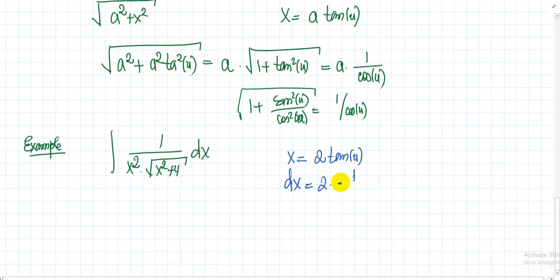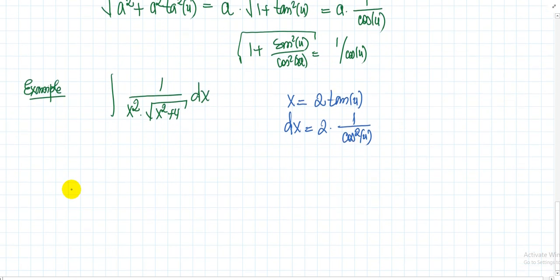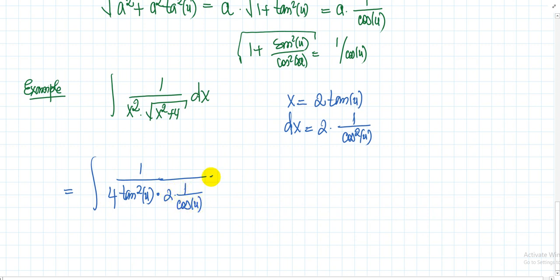It is 2 multiplied by 1 over cosine square of u, right? The derivative of the tangent is 1 over cosine square, and the derivative of the cotangent is minus 1 over sine square, okay? So let me substitute everything here. This is 1 over 4 tangent square of u multiplied by, what will I have from the brackets? I will have 2 multiplied by 1 over cosine of u, multiplied by 2 multiplied by 1 over cosine square of u du.